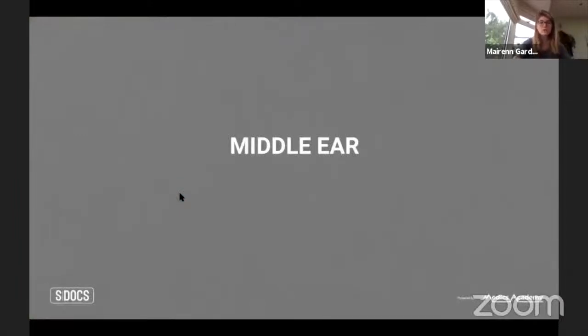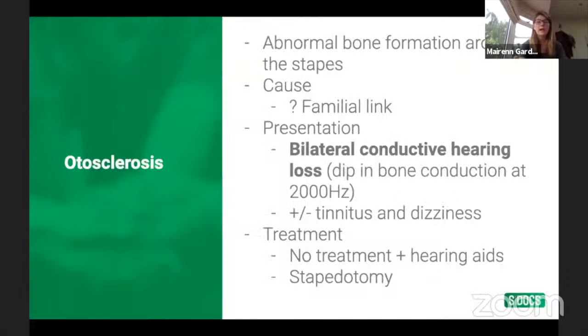Now going on to middle ear conditions. So again, both outer and middle ear will cause your conductive hearing loss. So otosclerosis. So you've got your three middle ear bones, your ossicles, and one of them is the stapes.